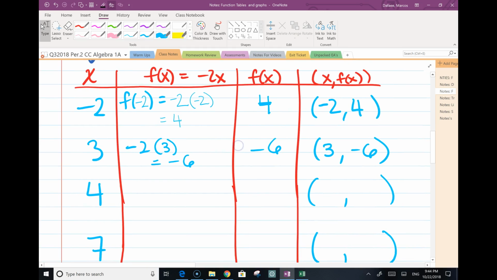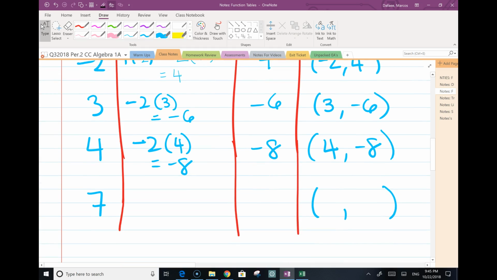Following the pattern, I multiply negative 2 times 4, which is negative 8. That's my next output, 4 comma negative 8. And then over here, this would be negative 2 times 7, negative 14. That's my last output. So 7 and negative 14.